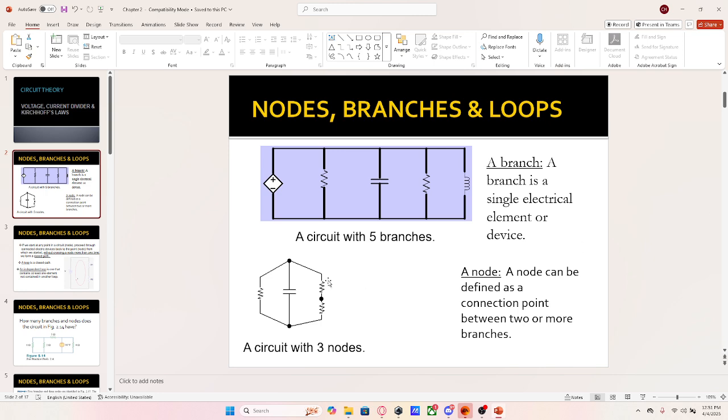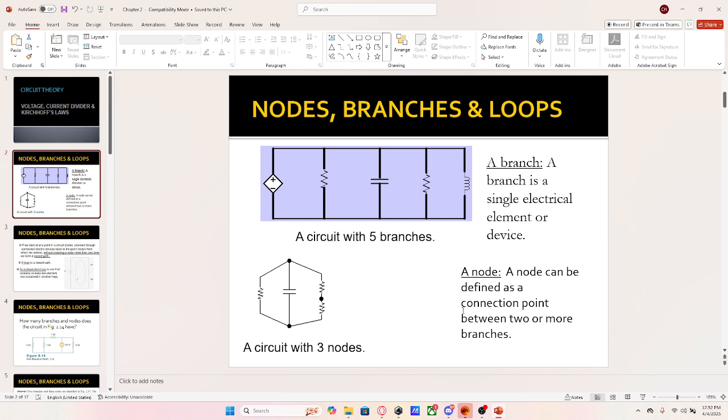But with nodes, as you can see from the second diagram, a node can be defined as a connection point between 2 or more branches. Okay, as you can see, there are 3 branches over here. But the nodes are defined as the ones connected to the electrical element over here. The resistor and capacitor are connected in a parallel circuit, and these 2 points are counted as a node.